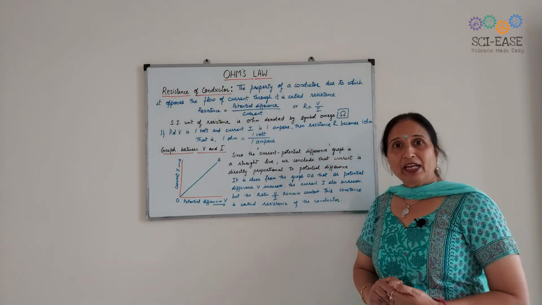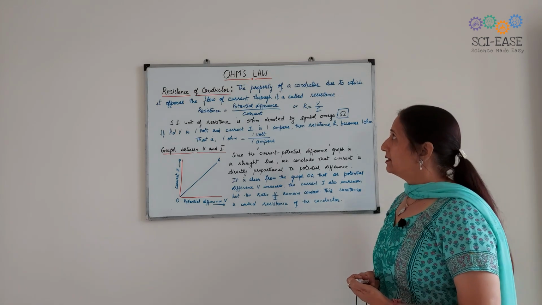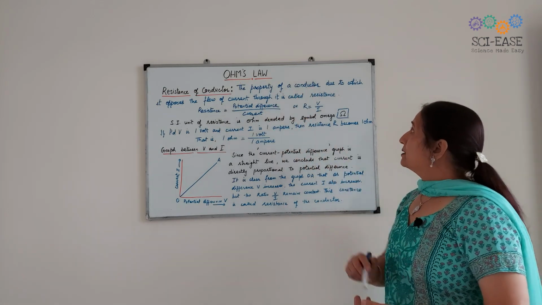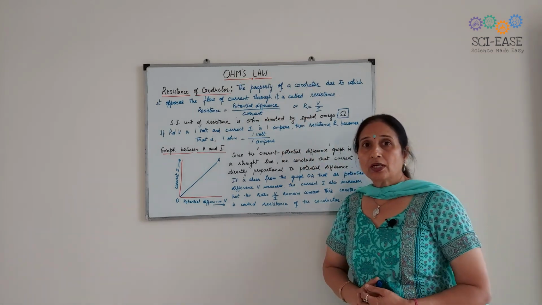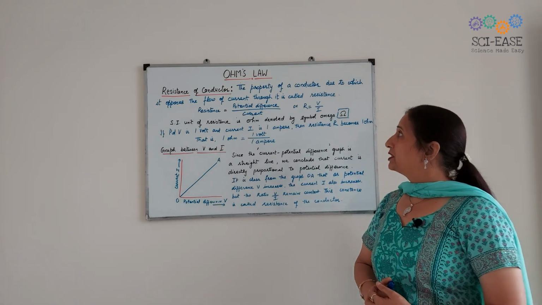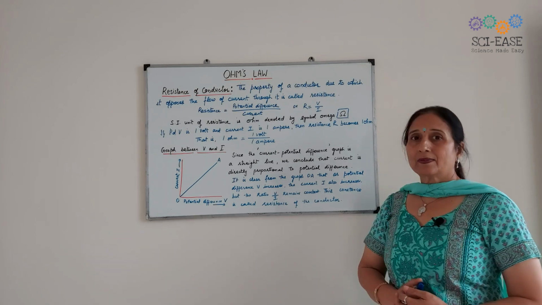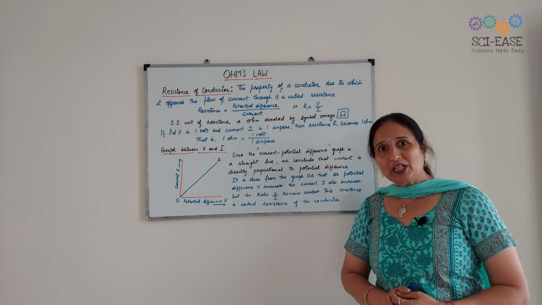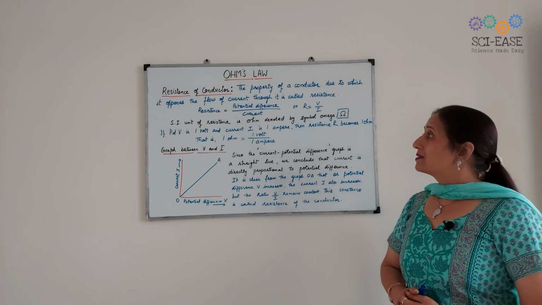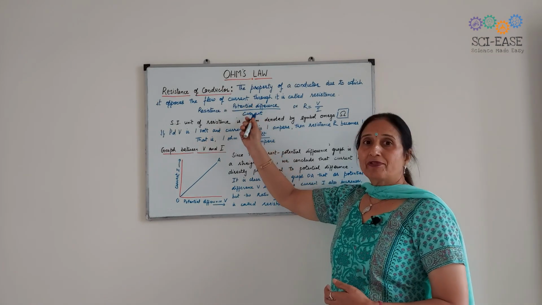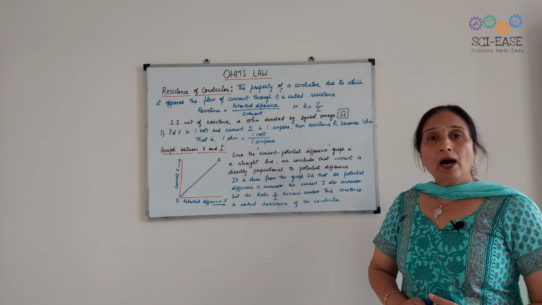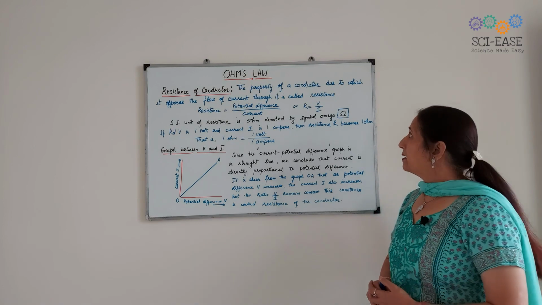So what is the definition of resistance of the conductor? The property of a conductor due to which it opposes the flow of the current through it is called the resistance. So the expression for resistance is: resistance is equal to potential difference over current, or R is equal to V by I.